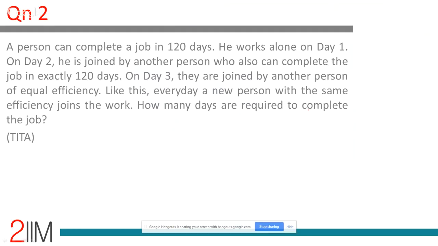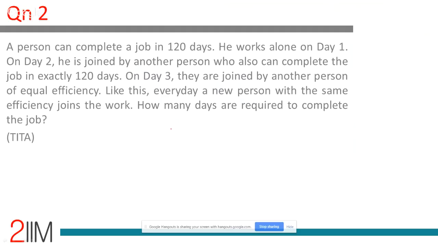A person can complete a job in 120 days. He works alone on day one. On day two, he's joined by another person who also can complete it in 120 days. Day three, another person of equal efficiency. Like this, every day, a new person with the same efficiency joins the work. How many days are required to complete this?